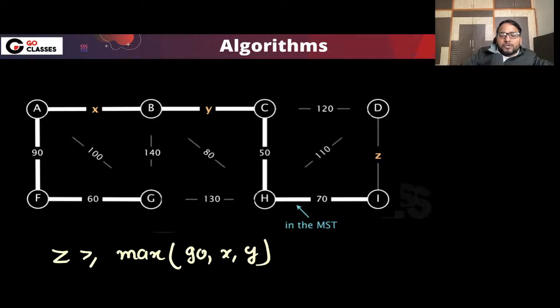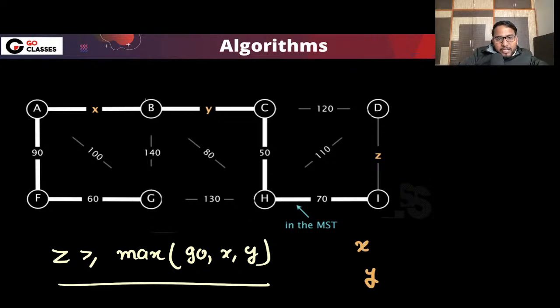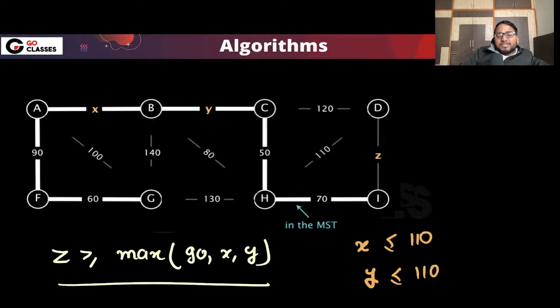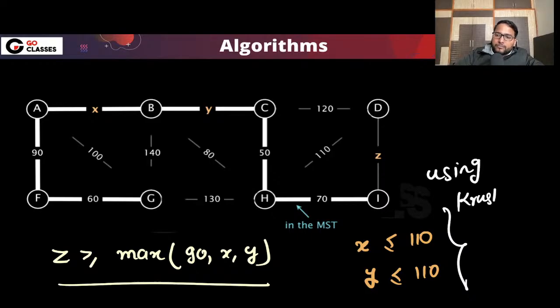Okay. So basically, I can say this. And similarly, what can I say for x and y? That x and y must be less than or equal to 110 at least, both of them. See, because this x has been chosen before this 110, right? Or maybe before this 120. So they must be less than or equal to 110, right? So this is what I have got using Kruskal's. Using Kruskal's, we can say this, right?